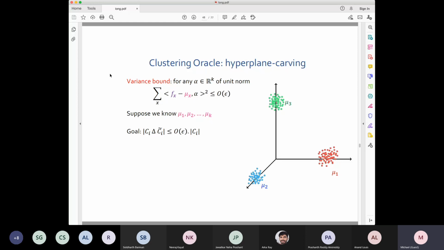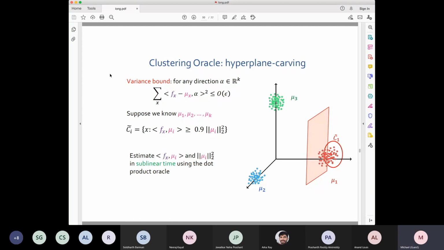Suppose we know the cluster centers, and we want to partition into approximate clusters Ci tilde, such that every Ci tilde is a good approximation of the corresponding cluster Ci. Here is a very natural proposal: hyperplane carving. For every i, define Ci tilde to be the set of vertices in the graph that are highly correlated, say 0.9 correlated, with the corresponding cluster center in the embedded space. Compute the dot product between f(x) and mu i, and compare this to the length of mu i.